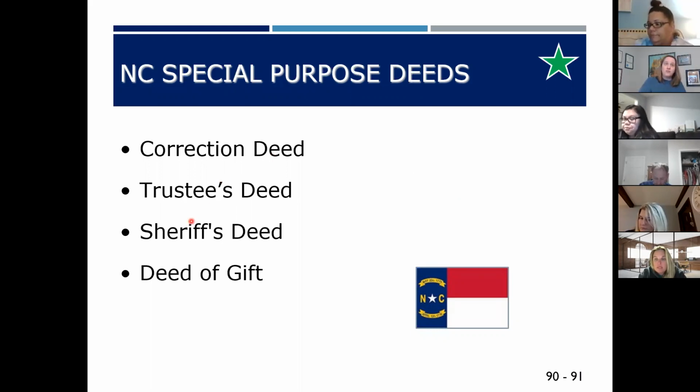Sheriff's deed: if the court's taking the property, if the judge is taking the property, the judge is not going to go knock on the door to take the property, are they? What are they going to do? They're going to send the sheriff or their deputy. So they would use a sheriff's deed. And then a deed of gift, again, that's for love and affection. My parents decided to give me their house. I'm not paying for it, so they would have to give me a deed of gift, and our consideration would be love and affection, just because I'm such a great daughter. Here's our house, honey.